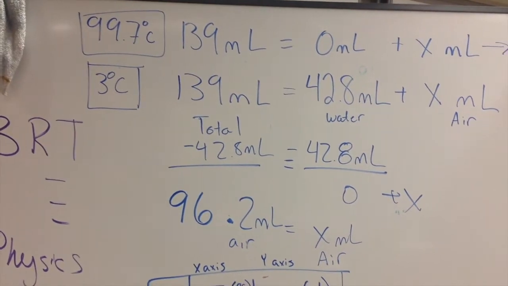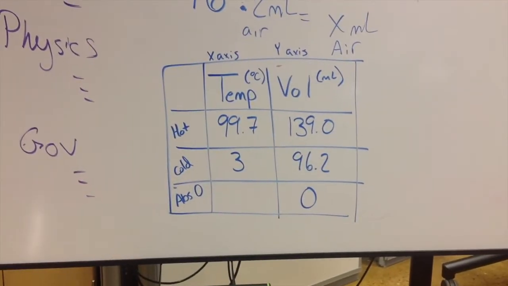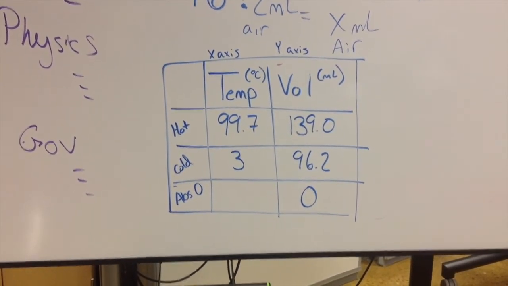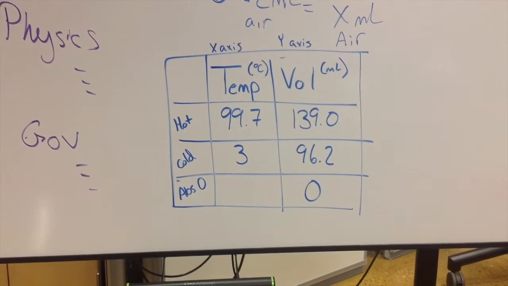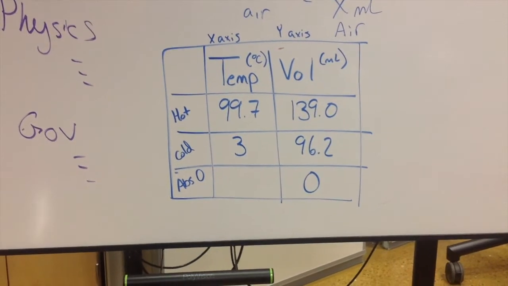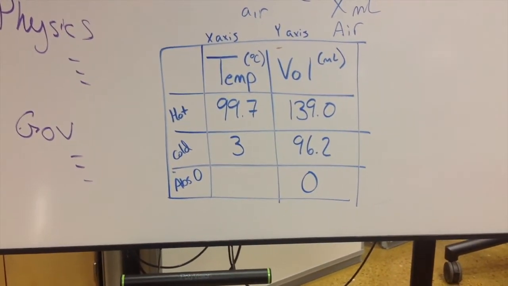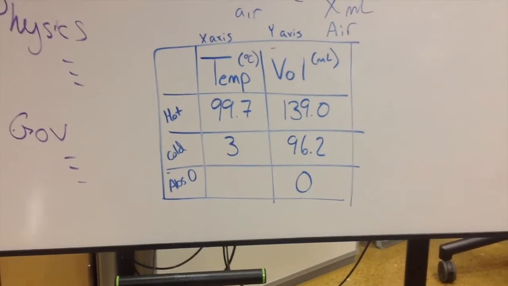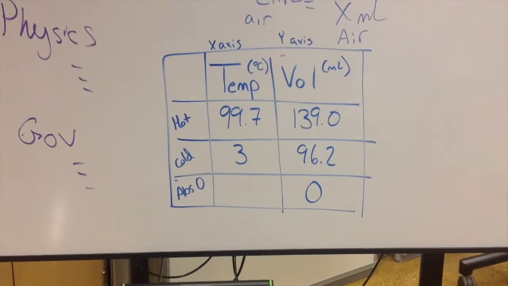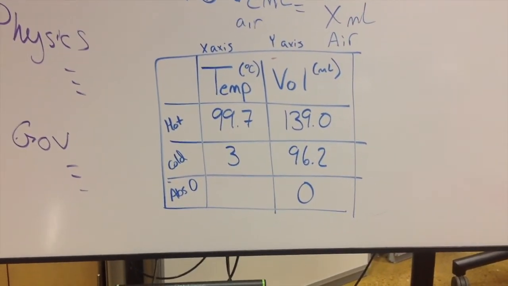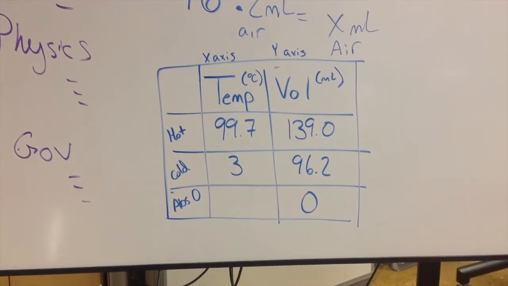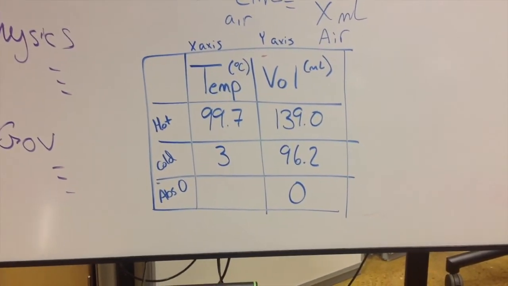So now, the things for you to do are to make your own data table, which should look something like this. We've got temperature and volume as our two variables. So there's a hot point, which is 99.7 Celsius, 139 milliliters. Cold point, 3 Celsius, and 96.2 milliliters. And our question at absolute zero is, what's the temperature in Celsius of absolute zero using our data? So that would be when the volume is zero, because at that point, all of the air would have condensed down to essentially a zero volume.